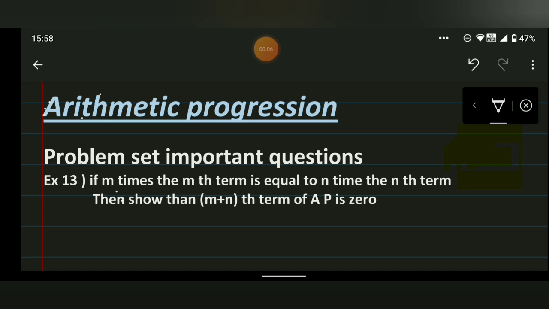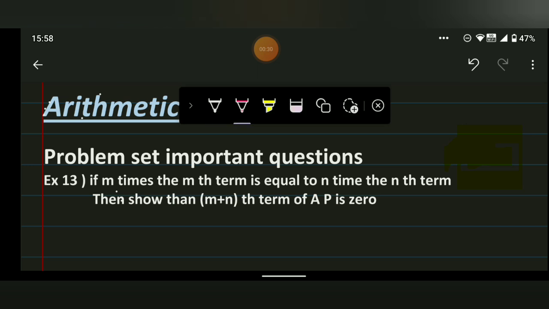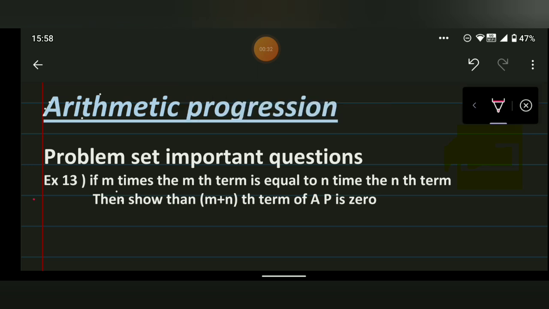Good morning, everybody. Today we are going to study example number 13 from problem set number 4 from the chapter Arithmetic Progression for class 10. As in the earlier video we saw the example based upon example number 12, and we have a very similar kind of example in front of us. We have to prove that. See what we have to prove.